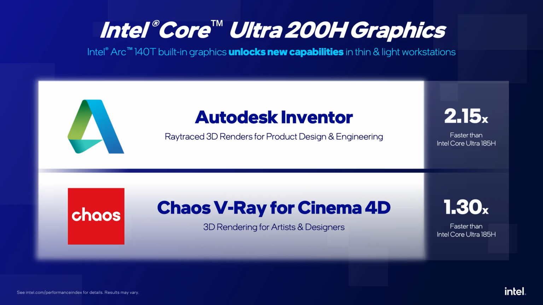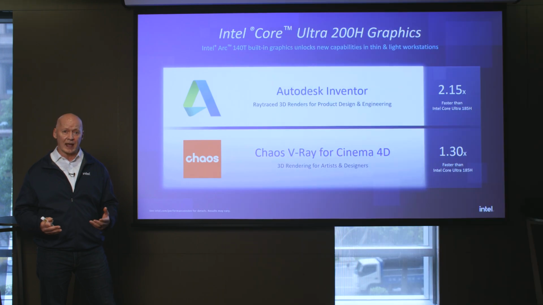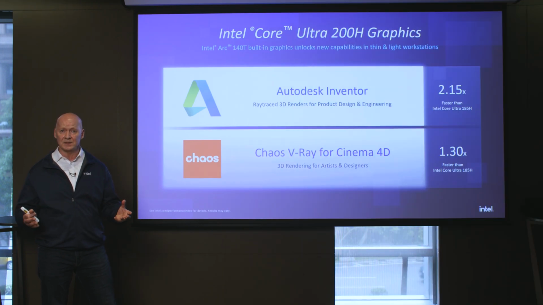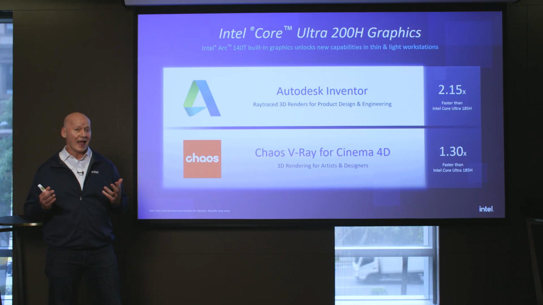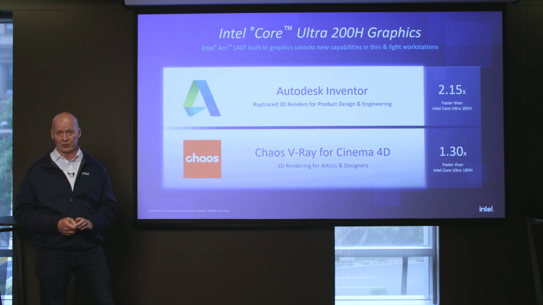Now, when you dig in a little bit more and look at the actual graphics performance in specific workloads, look at Autodesk Inventor. Autodesk Inventor is a workload where it utilizes ray-traced 3D renders for product design and engineering. With our new Intel Core Ultra 200 series platforms, we deliver more than twice the performance we did on our prior gen. So this enables power users, engineers and designers to have, in sleek, thin and light systems, the ability to run heavily compute-intensive ray-traced workloads.